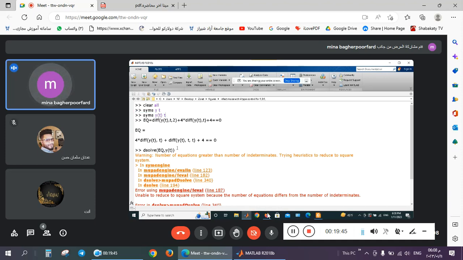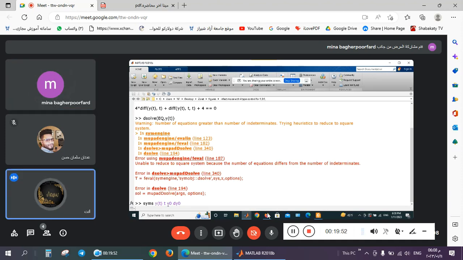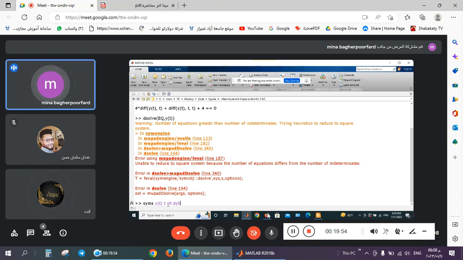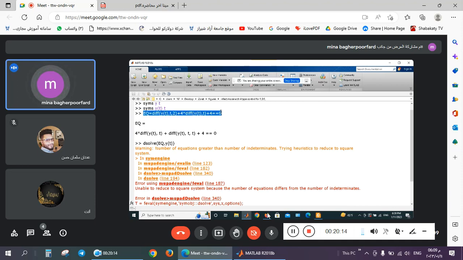Y, t, and also our initial conditions. Why do we have two initial conditions? Very good. Because our equation is order 2. The order of our equation is 2, and we need two initial conditions. After that, I define my equation. I copy this.